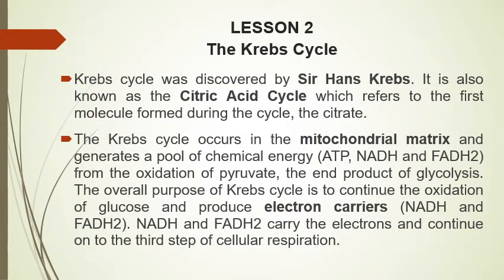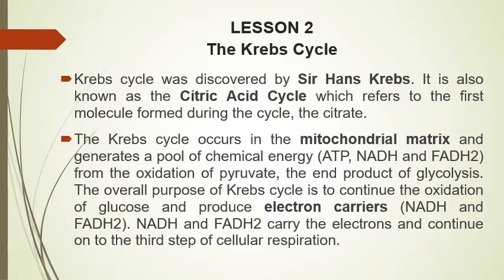For Lesson 2, the Krebs cycle. The Krebs cycle was discovered by Sir Hans Krebs. It is also known as the citric acid cycle, which refers to the first molecule formed during the cycle, the citrate. The Krebs cycle occurs in the mitochondrial matrix and generates a pool of chemical energy, ATP, NADH, and FADH2 from the oxidation of pyruvate, the end product of glycolysis. The overall purpose of the Krebs cycle is to continue the oxidation of glucose and produce electron carriers, NADH and FADH2.